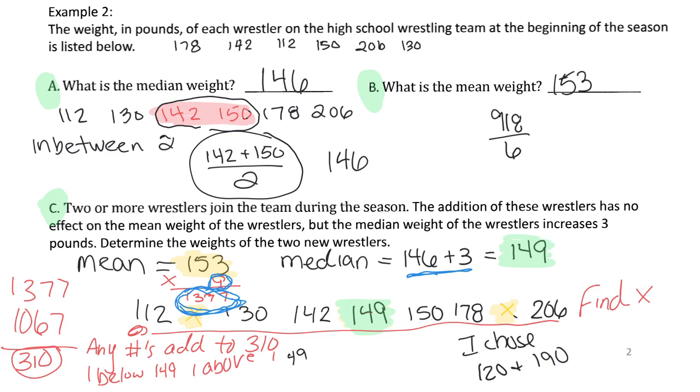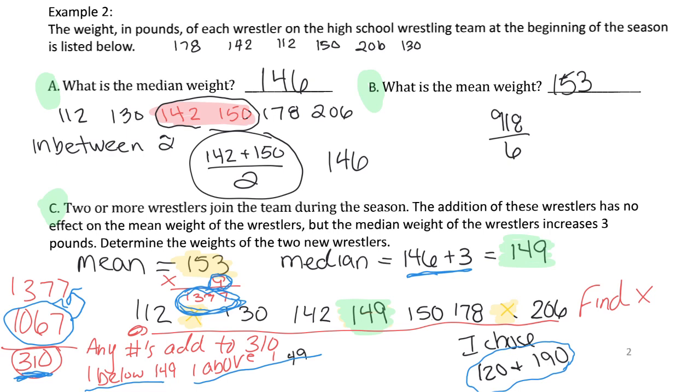So that means we needed to add up all the weights we have. When we do that, the total weight is 1,067. We need to get to 1,377. So between these two kids that we're adding, the two wrestlers, we have to add 310 pounds. So you could pick any two numbers as long as one's below 149 and one's above 149, as long as they add up to 310. So I personally chose 120 and 190 as my values.